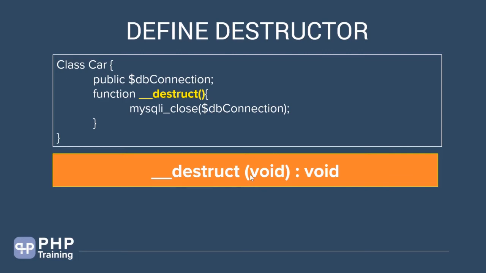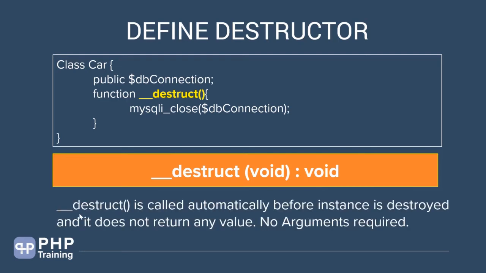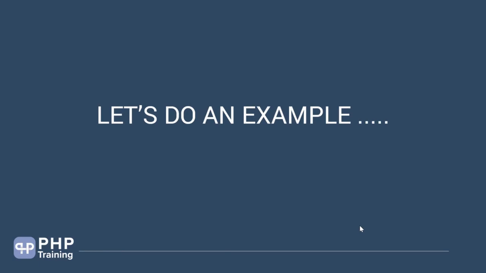You should not pass any value to the destructor. Basically you don't call the destructor because it gets called automatically. So the destructor method does not have any input parameters and it doesn't return any value. A good example is to close the connection that is opened in the constructor. Let's do a quick run through. The destructor is called automatically before the instance is destroyed, it does not return a value and no arguments are required. Let's do an example of destructor and understand how it works.